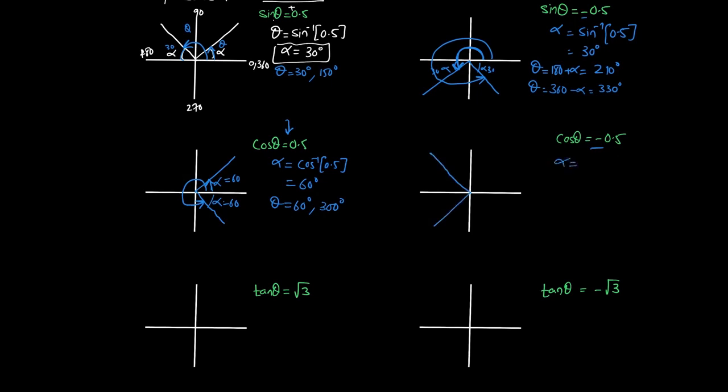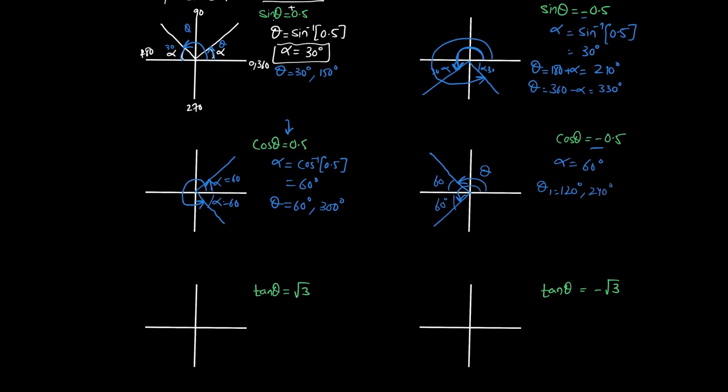If you find the basic angle, you will still get the same, which is 60 degree. So these are 60 degree. The first angle is this, and this angle is 180 minus 60, which is 120 degree, and the angle in the third quadrant would be 180 plus alpha, which is 180 plus 60, 240 degree.